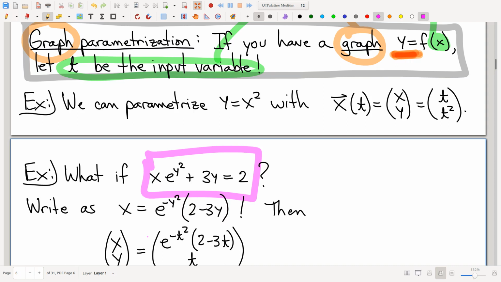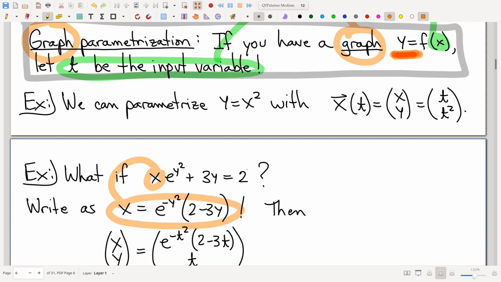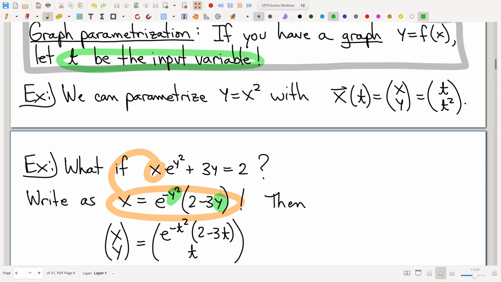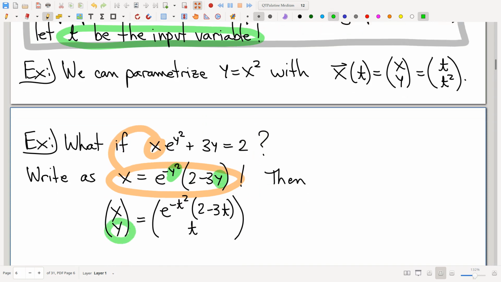It's tempting to throw up your hands. But conveniently, there's no law that says it has to be y that you solve for, as long as you can solve for one of the variables in terms of the other. So I could totally solve for x. No problem. And following the above rule, which says let t be the input variable, my input variable here is y. So as advised, I'm going to let that input variable y be t.